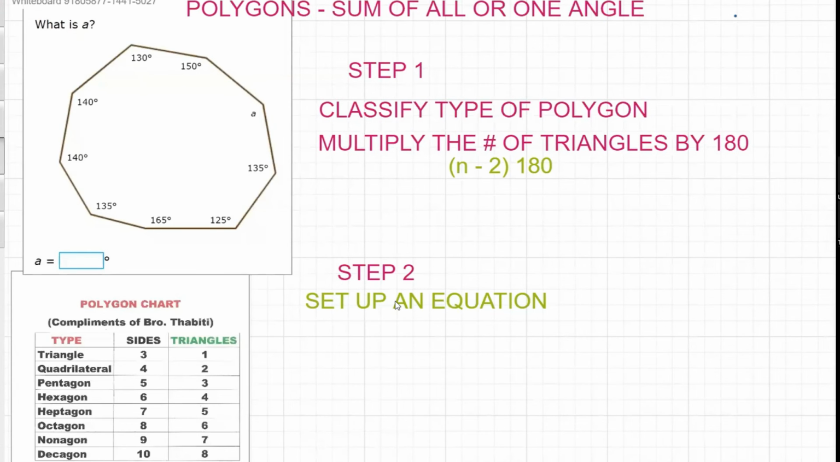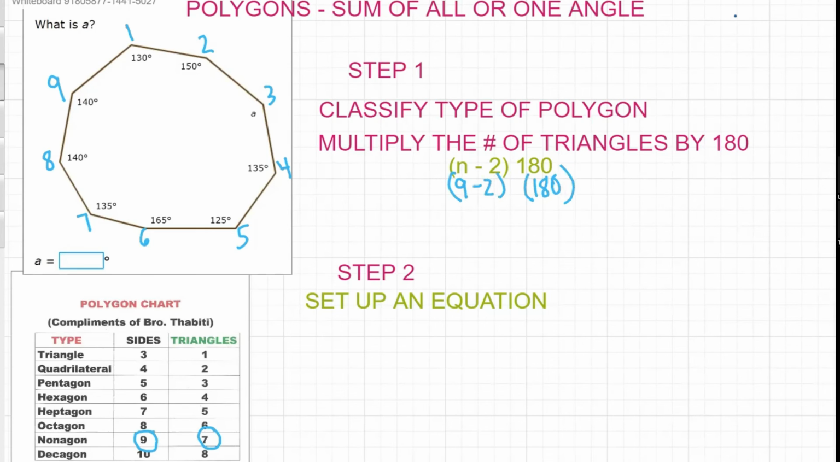All right, let's check your answer to make sure you did it correctly. So the first thing you should have done is classify the type of polygon we're dealing with. And so let's count our sides first. Okay, so we have 1, 2, 3, 4, 5, 6, 7, 8, 9. And so that looks like 7 triangles, right? 9 is going to be a nonagon right here. 7 triangles. And so this is 9 minus 2, right? The sides minus 2 times 180.